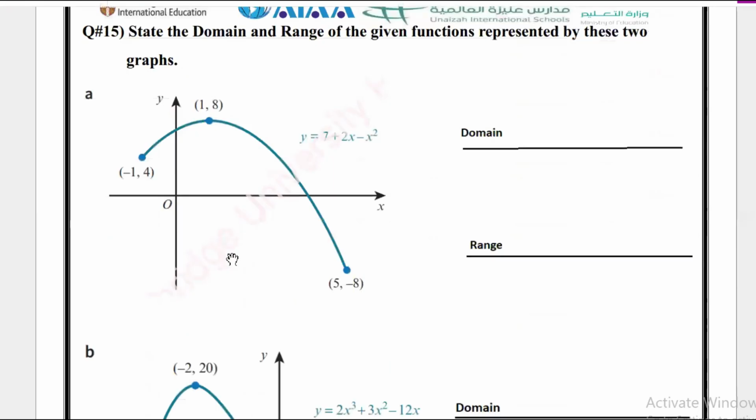This question is: state the domain and range of the given function represented by these two graphs. So remember, when you are looking for domain, we always check the minimum and maximum value of x, or we check along the x-axis. So here the minimum value of x is minus 1, and the maximum value of x is 5. So our domain is minus 1 less than or equal to x less than 5, and range is always along the y-axis, so minimum value of y and maximum value of y. So minus 8 less than or equal to y less than or equal to 8.